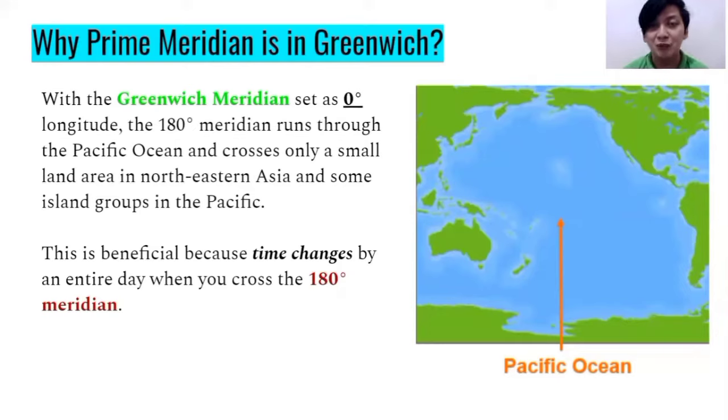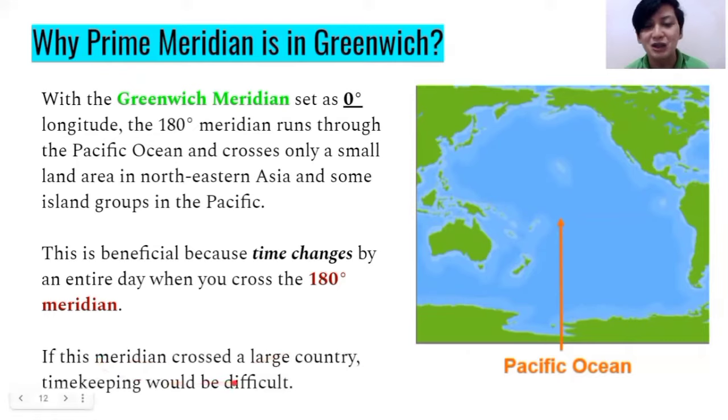Kaya di ba napapansin nyo, if you came here from the Philippines and then you go to the other part of the world, for example, America, we have different time and we have different date. Okay? So, if this meridian crossed a large country, timekeeping would be difficult. Especially if you are using your cell phone. If you have the Philippine time and then you go to Canada or America, it's very difficult for you to have timekeeping. Okay? Mahirap yung date nyo at yung oras nyo, pati pagtulog nyo, mahihirapan kayo. Okay? Kaya nagkakaroon kayo ng changes of body clock.